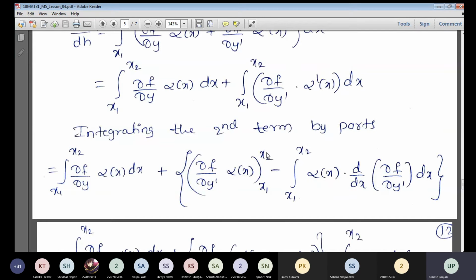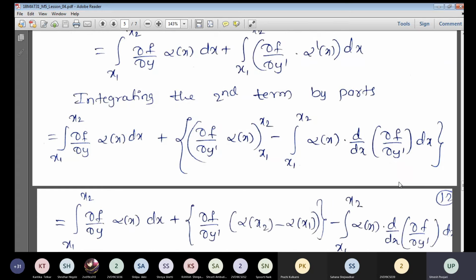The integration is from x1 to x2 limit, minus integration of v into derivative of u. Again, integration from x1 to x2, where integration of v is alpha x, into derivative of u, which is d by dx of dou f by dou y dash, into dx. If you have any doubt, you just ask, in the middle also, in any step. You are just applying integration by parts here: u into integration of v minus integration of v into derivative of u. Derivative of u is d by dx of dou f by dou y dash, into this dx.